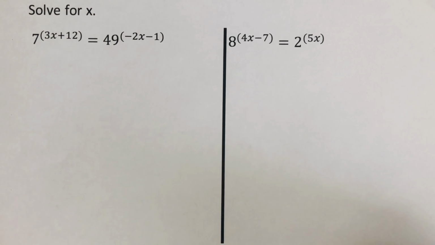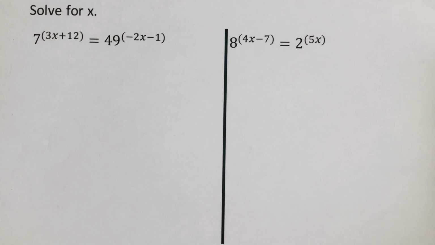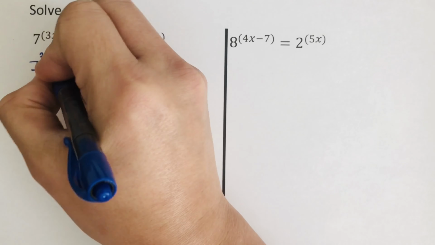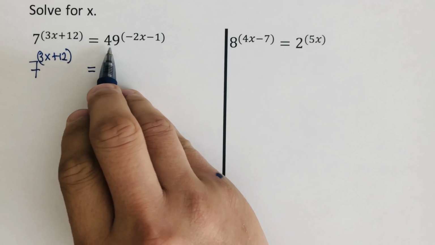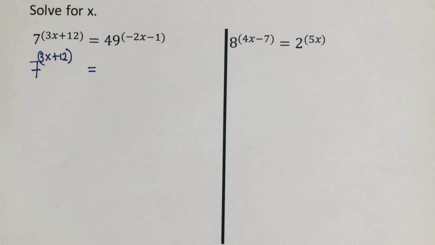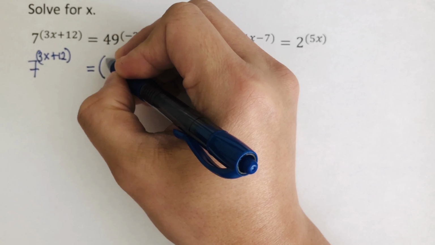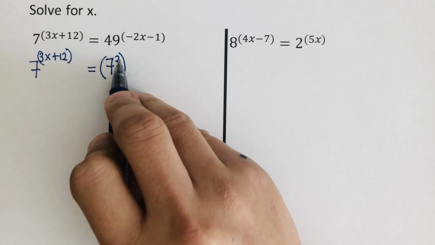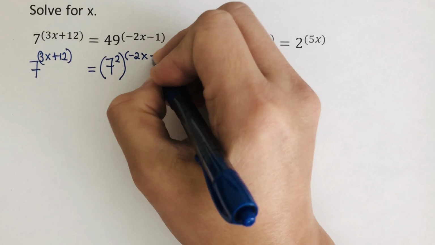So I'm going to rewrite this as 7 to the power 3x plus 12. So I'm going to write that up here: 7 to the power 3x plus 12. I'm going to change this 49 to the base of 7, and 49 is actually 7 squared. So I can go ahead and change this 49 into 7 squared. Again, 7 squared is 49. And then I'm just going to write the exponent negative 2x minus 1.